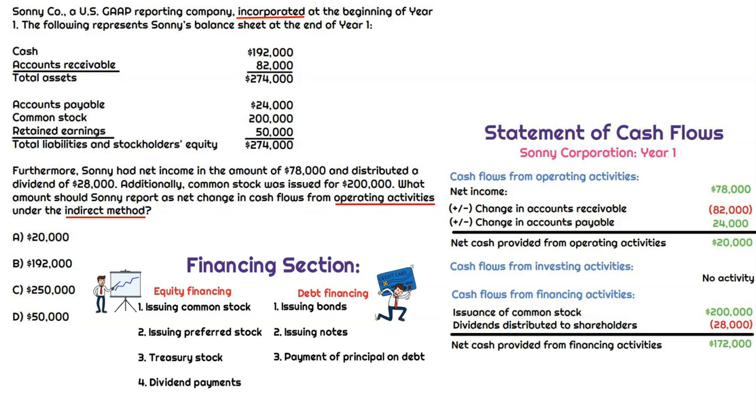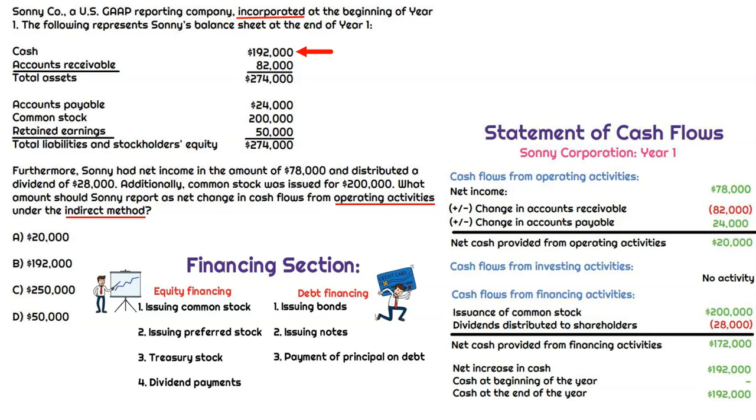So now we've gone through everything that goes into the cash flow statement. What's the net increase in cash for the year? Well, it's the $20,000 from the operating section and then the $172,000 from the financing section. That totals to $192,000. Let's do a quick reconciliation on cash. Well, at the beginning of the year, it was 0. Now cash at the end of the year is $192,000. And guess what? That matches the cash balance on our balance sheet. So we know that we did the statement of cash flows correctly.